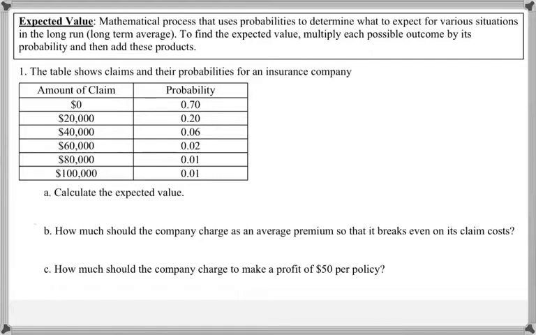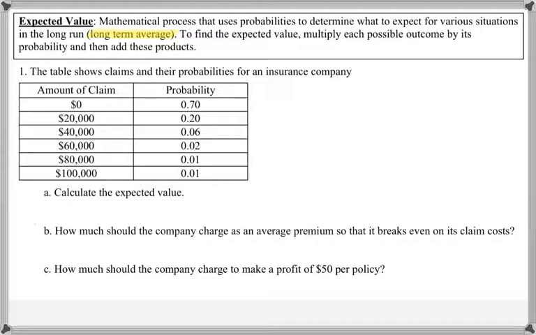This section is on expected value. Now, expected value is the mathematical process that uses probabilities to determine what to expect for various situations in the long run. You may have heard the phrase long-term average. That's really referring to the expected value.